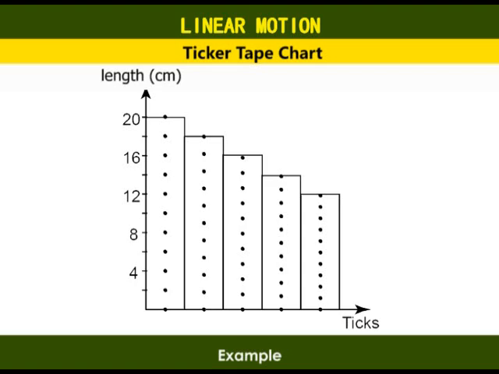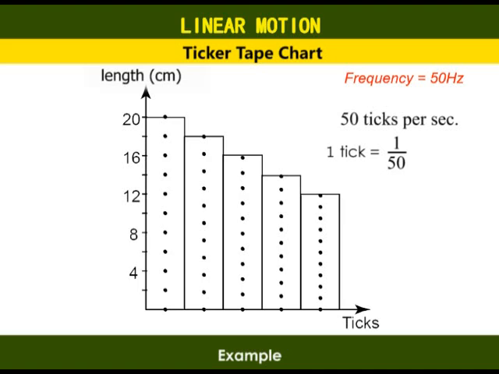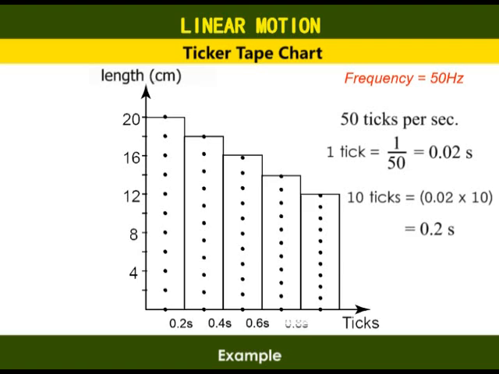The frequency is set at 50 Hertz, meaning 50 ticks per second. So each tick is 1 over 50, which is equal to 0.02 seconds. It means 10 ticks will be equal to 0.02 times 10, which is 0.2 seconds. So we label the time on the axis as 0.2 seconds, 0.4 seconds, 0.6, 0.8, and 1.0 seconds.